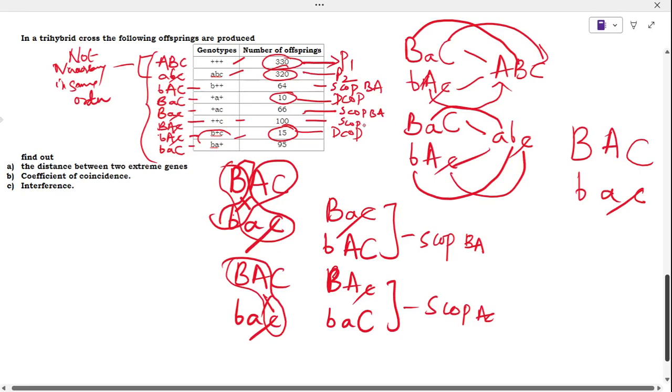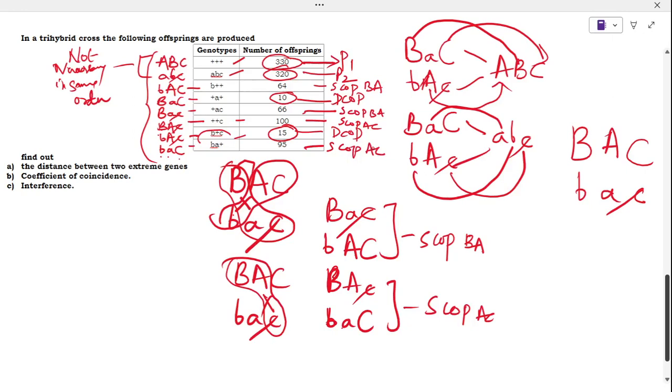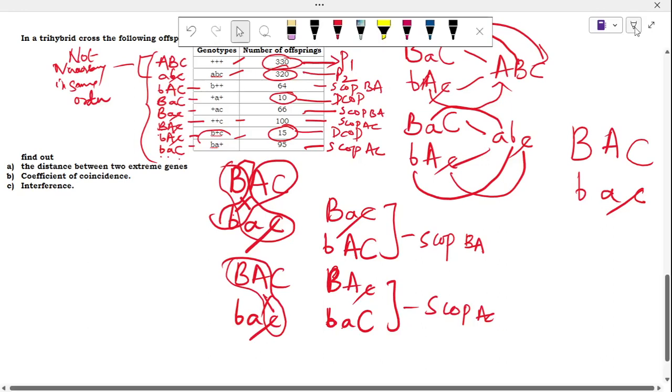And the remaining thing is 95. We need to check that the genotype is correct or not. Small b, small a, capital C. This is 95. This is single crossing over product with respect to AC. We already found the pattern of arrangement and the single crossing over products. Then we will calculate the distance between the two extreme genes here. I will wrap it up first.